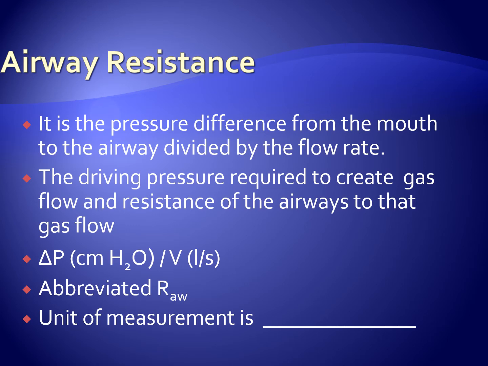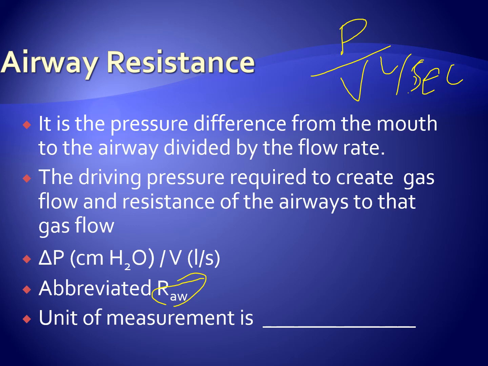So when we're looking at this one, the equation is your change in pressure over your change in flow, and this is in liters per second. Okay, so change of pressure over flow in liters per second. This is also known as Raw, R for resistance and AW, sub AW, for airway, right? Resistance to the airway. And I love making sure you know your units, because if you know your units, then you actually know the calculation.